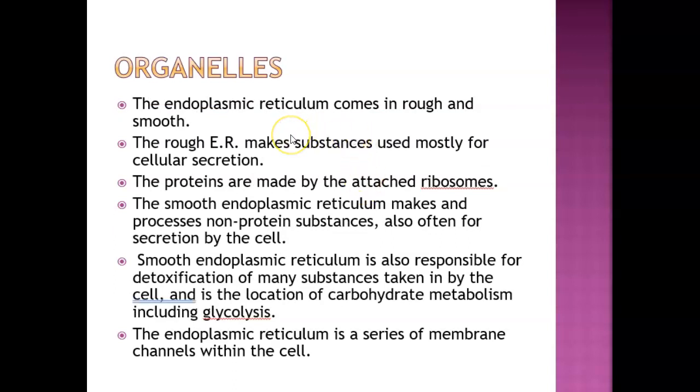Go back to that ER. There are two flavors: a rough ER and a smooth ER. The rough ER is closer to the nucleus. The smooth ER is closer to the membrane. The rough ER is where the ribosomes are attached and proteins are produced, and then the proteins travel through this internal highway toward a structure known as the Golgi apparatus.